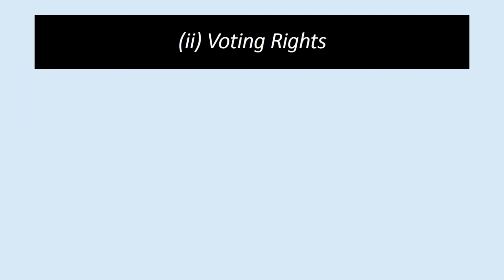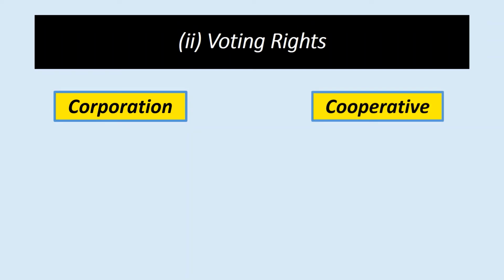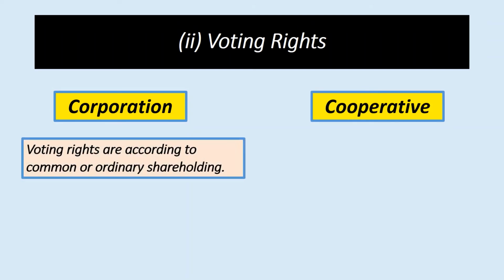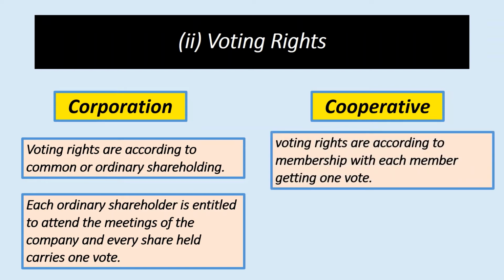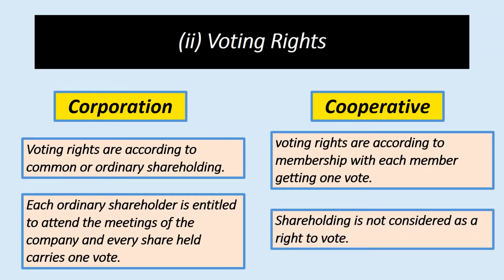Voting rights, corporation, cooperative society. In a corporation, voting rights are according to common or ordinary shareholding. Each ordinary shareholder is entitled to attend the meetings of the company, and every share held carries one vote. In a cooperative society, on the other hand, voting rights are according to membership, with each member getting one vote. Shareholding is not considered as a right to vote.